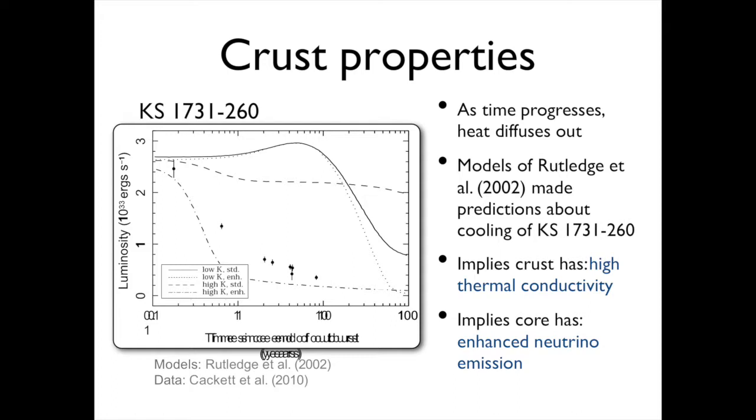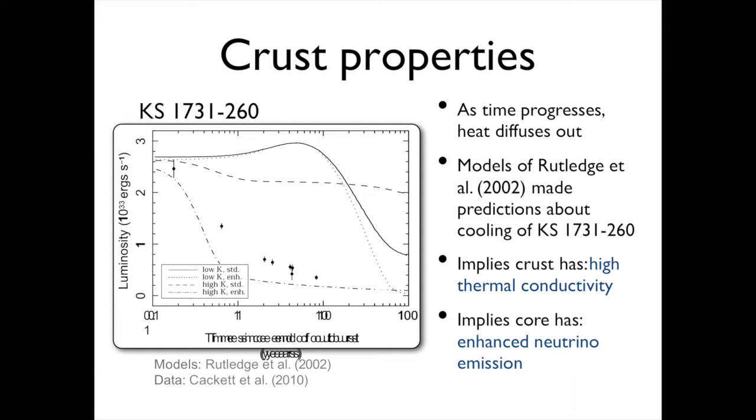Here's the very first observation of KS 1731 plotted on top. What we can do is reveal where the data lie, right? And you can already see it doesn't look anything like these top 2 curves that have a crust with a low thermal conductivity. So it's actually cooling a lot quicker than some people have predicted. It also shows that to get these sorts of temperatures, you may require enhanced levels of neutrino emission in the core, at least based on these initial calculations.